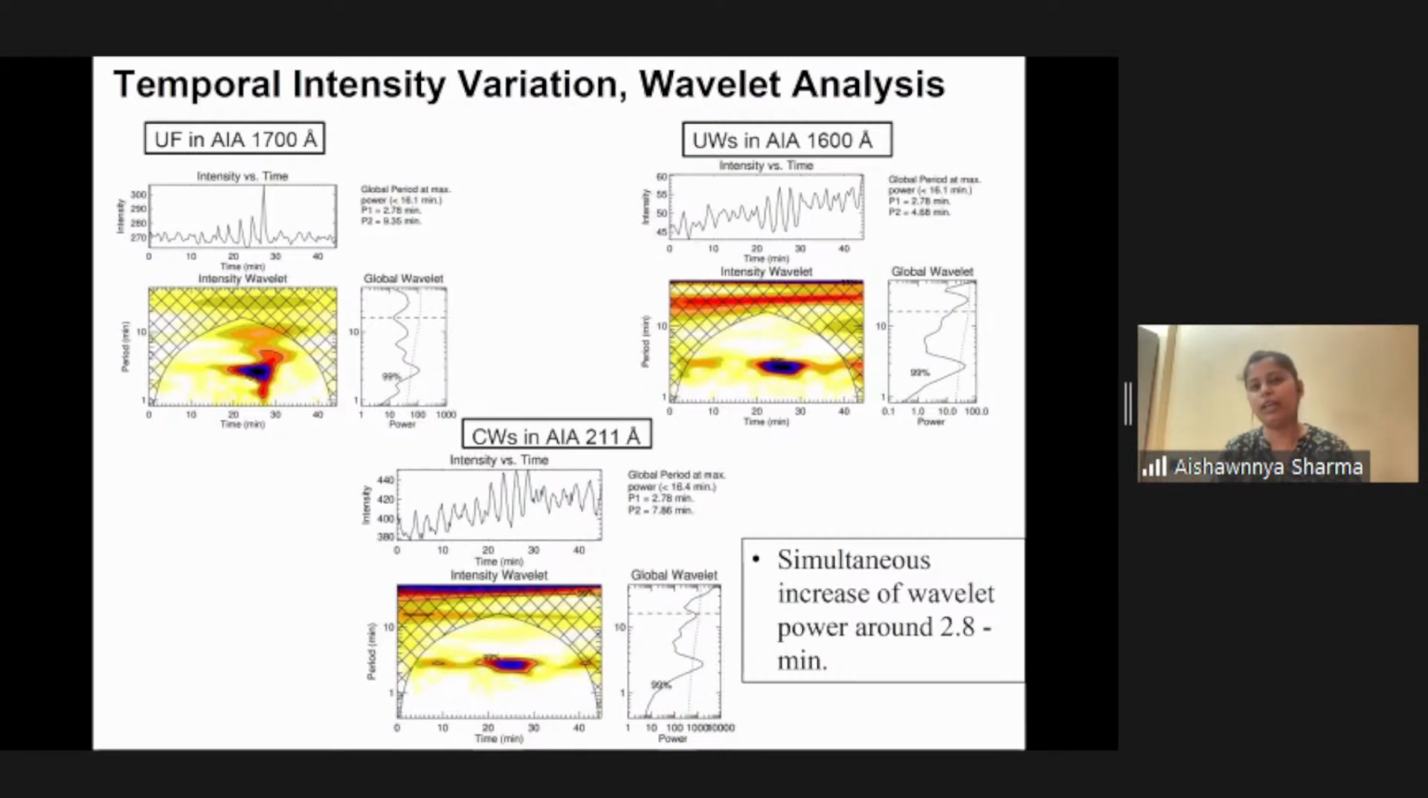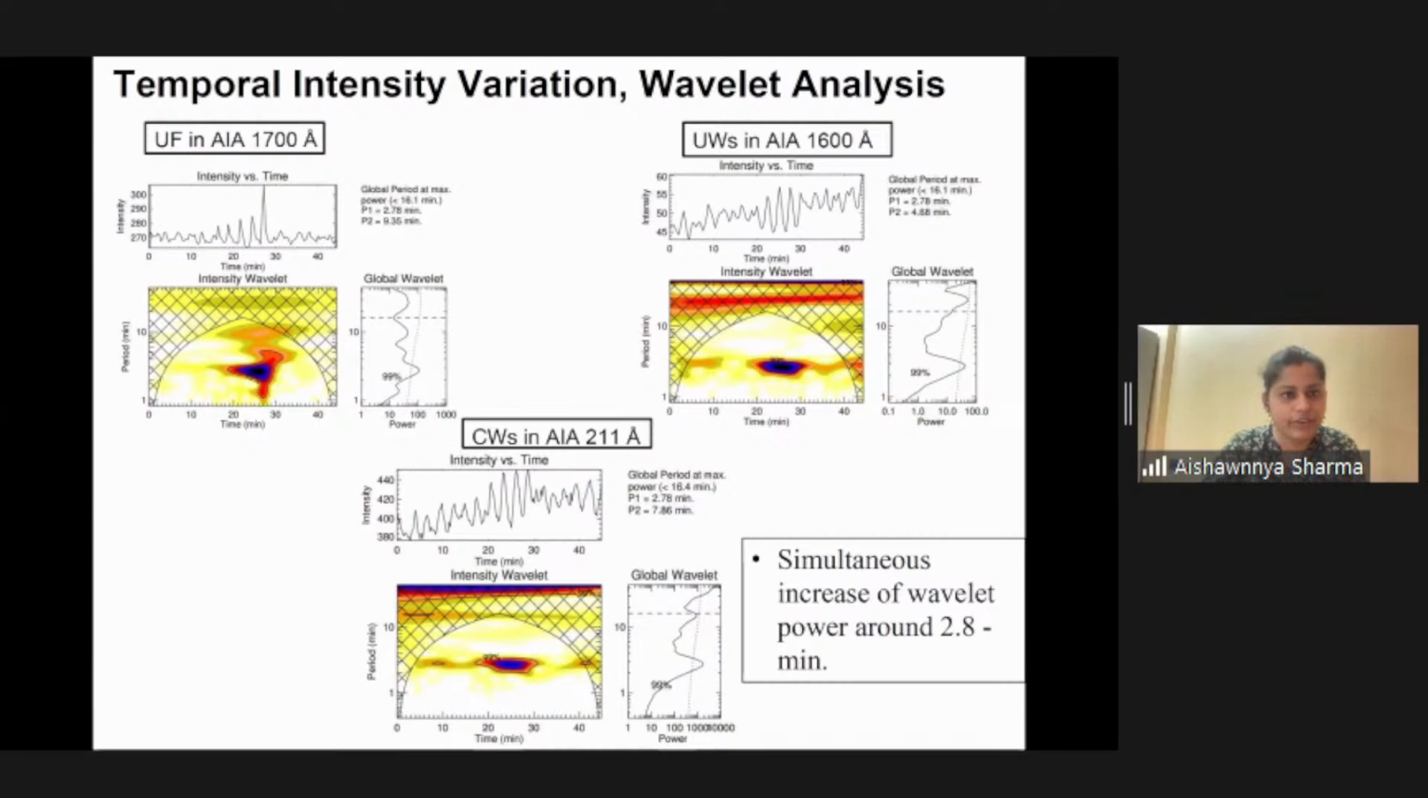But it will not tell you which frequency component was present at what time. It will not give you the timing information. If you want to know which frequency or period was present at what time, then you have to do wavelet analysis. The result is frequency or period versus time. It is going to give you both pieces of information.